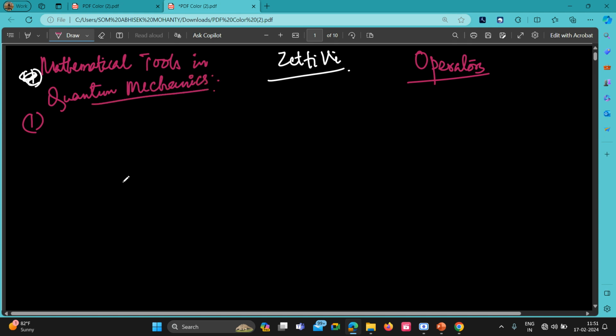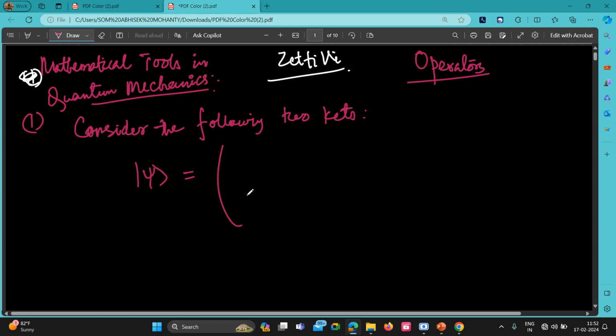Okay, so first question, we'll go from basic. Consider the following two kets. Through the numericals, I will try to explain you the concepts. Ket psi is given as a column vector: minus i, 3i, 2 plus i, 4, and ket phi is 2, minus i, 2, minus 3.